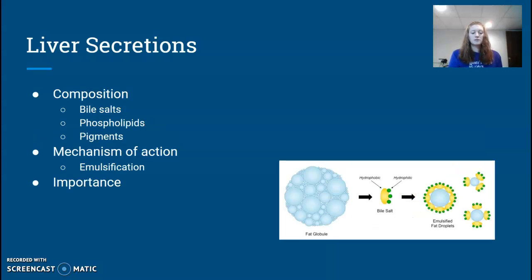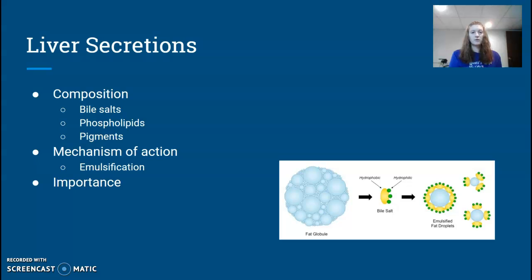Bile is composed of many things: bile salts, bile pigments, phospholipids, electrolytes, cholesterol, and triglycerides, but of greatest importance to digestion are the bile salts and phospholipids. Both phospholipids and bile salts are amphipathic, which allows them to act as emulsifying agents. The molecules have both hydrophobic and hydrophilic sections.